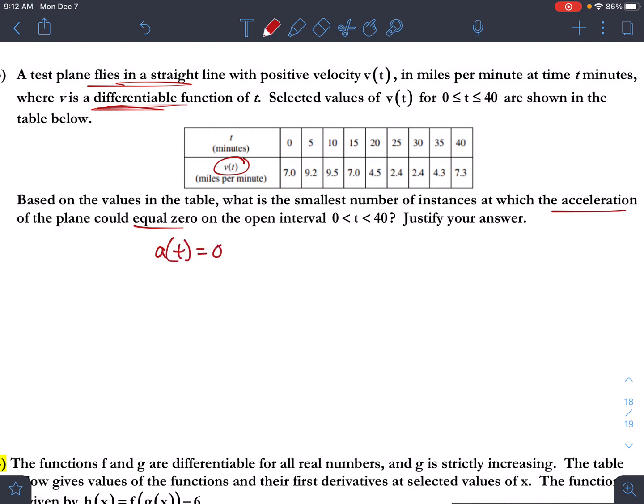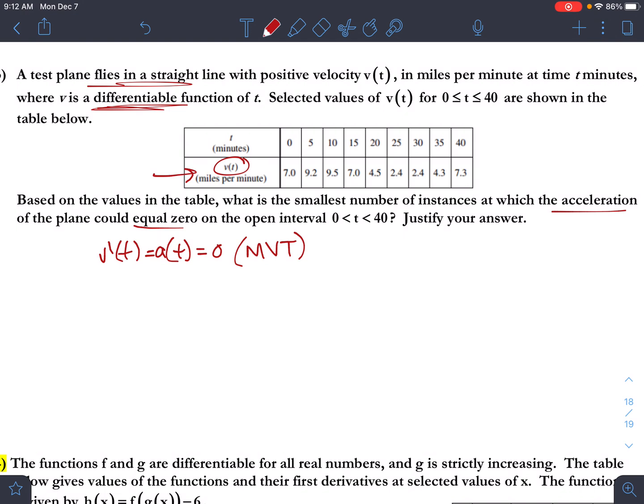I want you to think, how does acceleration relate to velocity? The derivative of velocity is acceleration, right? So if we're looking for something about the derivative, we're given v of t, just like when we're given f of x, we're looking for something about f prime. This is going to be using the mean value theorem.